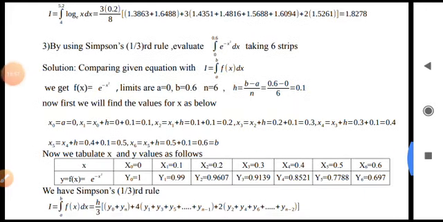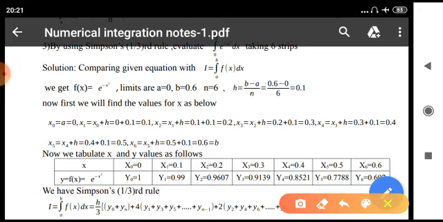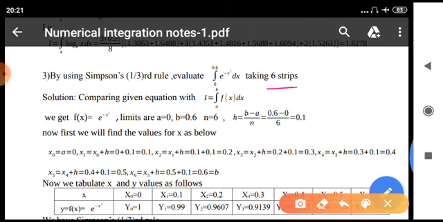One more problem. By using Simpson's one-third rule, evaluate the integration of e power minus x square dx by taking 6 strips. From here the limits are 0 to 0.6. 6 strips means n value is 6 here.